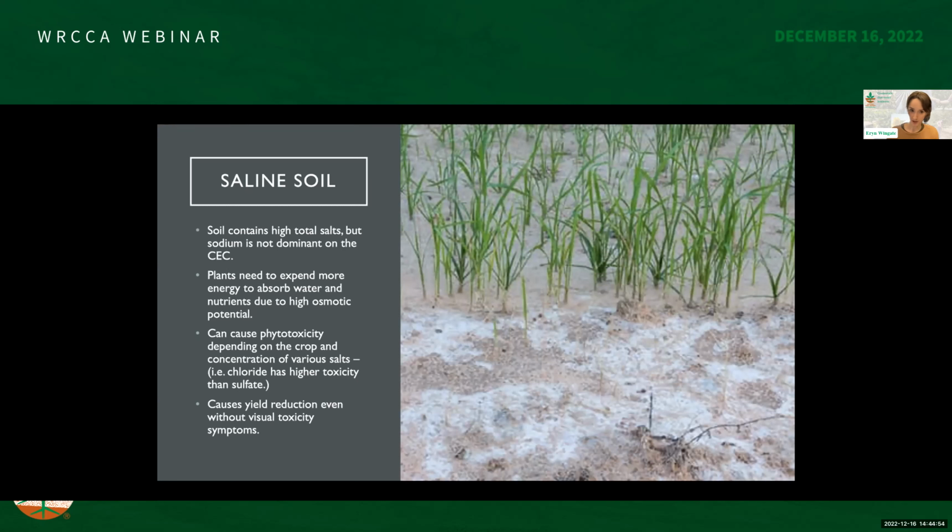And then that can cause phytotoxicity, as we saw before. Chloride, for instance, has a higher toxicity than sulfate. So you want to know what's driving the high EC. If it's sulfate or bicarbonates, that's not going to be as toxic to the plants as chloride. And then you also want to look at the crop that you're growing, because every crop has a different sensitivity.